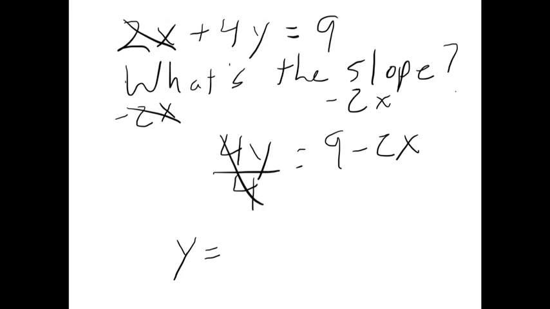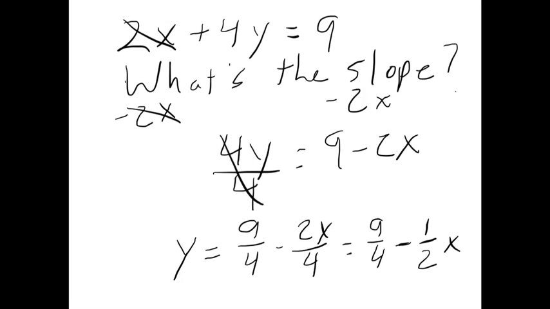But to do that, I have to do 9 over 4 minus 2x over 4, which I'm going to simplify a little bit. 9/4 is the y-intercept, and negative 1/2 x is the slope and the variable. So the answer to the question, what is the slope? The slope is the coefficient of the x. In this case, it's negative 1/2. The slope is negative 1/2.